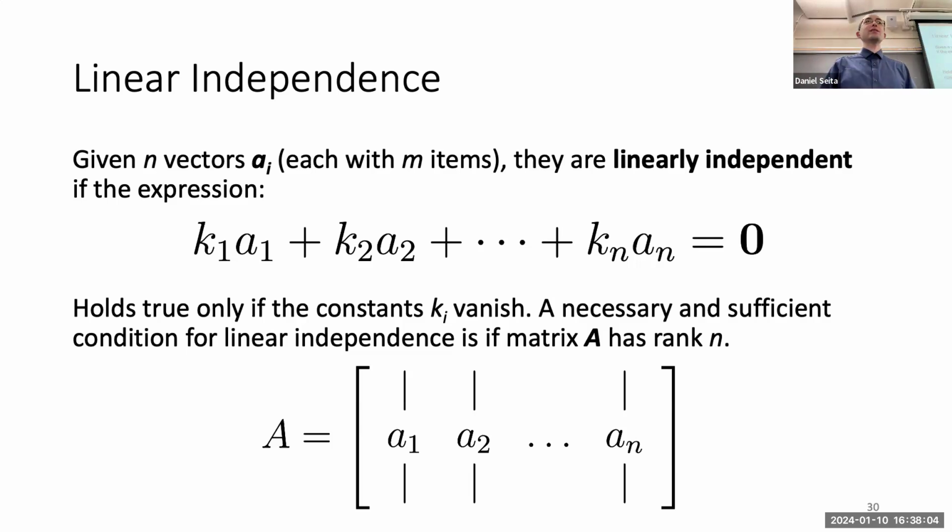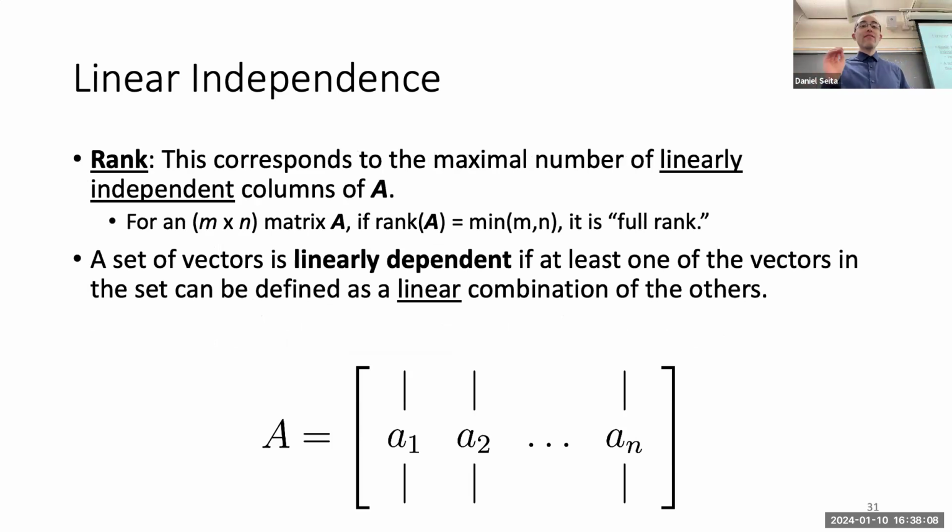The rank of a matrix is a very important concept. The rank of a matrix is the maximal number of linearly independent columns of A. If the rank of A is equal to the minimum of the number of rows and the number of columns, it's considered full rank. If it's easier to think about, just think of m equal to n, so you get a square matrix. Then if all the columns are linearly independent, it's full rank.